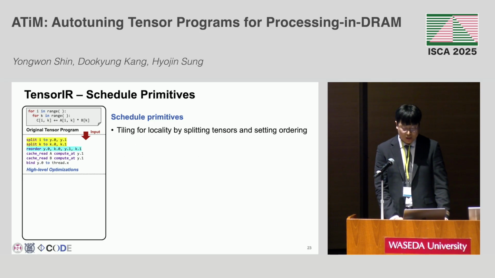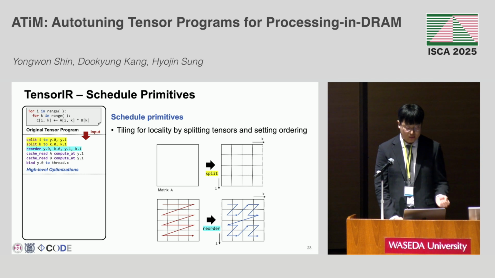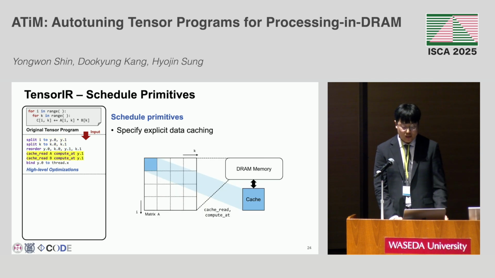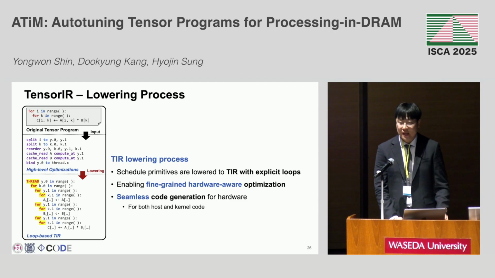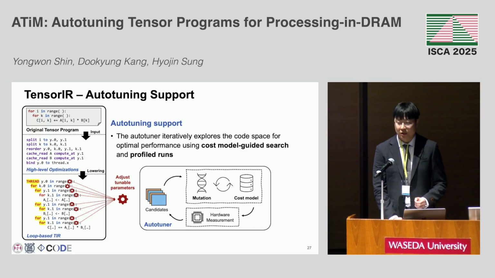For example, schedule primitives can improve locality through tiling by splitting tensors and setting the tile order. And data caching can be controlled with cache-related primitives. Also, thread-level parallelism can be specified by parallelizing loops. Next, these schedule primitives are lowered to loop-based code. This enables fine-grained, hardware-aware optimizations and automatic code generation. Lastly, TVM provides auto-tuning support for TensorIR. The auto-tuner performs iterative search-based optimization using a cost model.